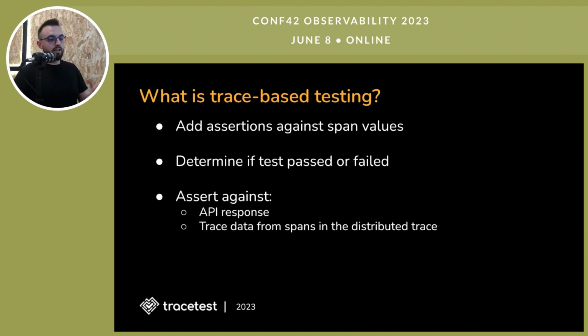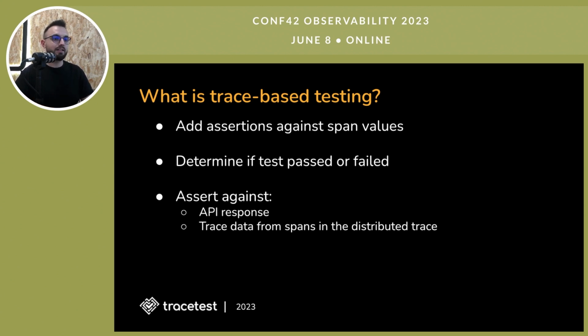And from here, I like to segue into something that's called trace-based testing, which is a very similar concept. Often they're like a Venn diagram, they overlap each other. But to explain what trace-based testing is, it's adding assertions against span values. So against the individual spans of a distributed trace, you're adding assertions. Based on those values, you can determine if a test has passed or failed.